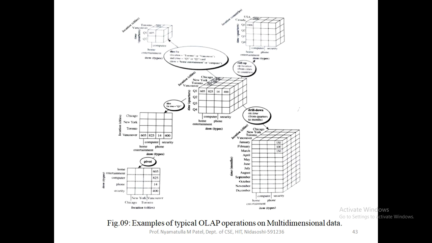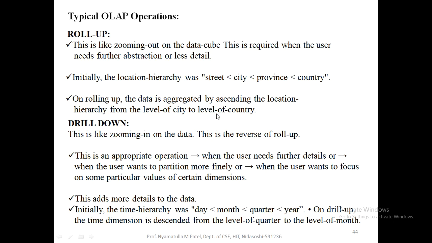Now coming to the drill down operation. Roll up is from lower level to the higher level, and drill down is from higher level to the lower level. Roll up is zoom out, whereas drill down is like zooming in into the data. Drill down is the reverse of roll up. It navigates from the less detailed data to the more detailed data.